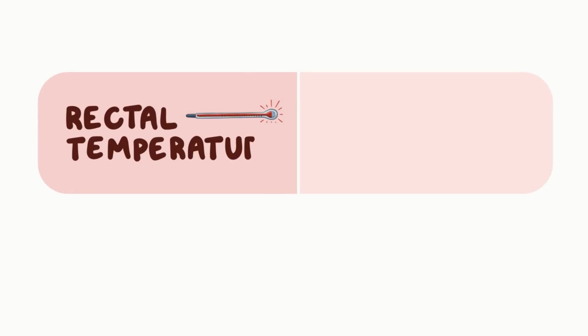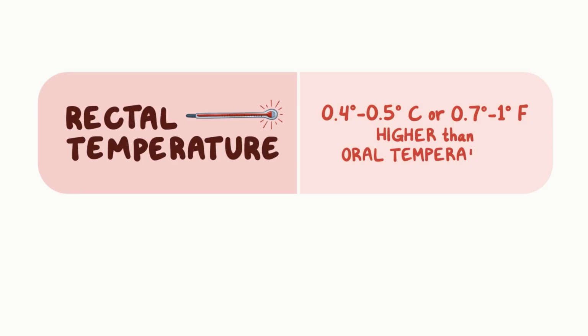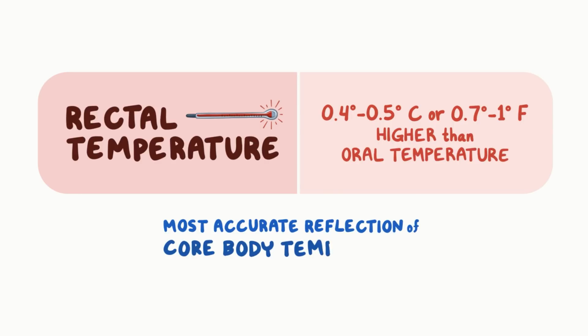Fred's rectal temperature will be 0.4 to 0.5 degrees Celsius, or 0.7 to 1 degree Fahrenheit higher than Fred's oral temperature. This is the most accurate reflection of his core body temperature. We can also take Fred's axillary temperature.